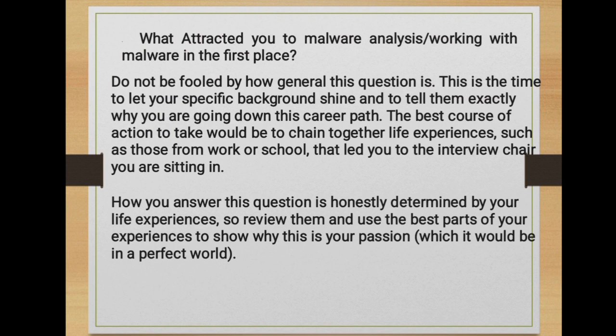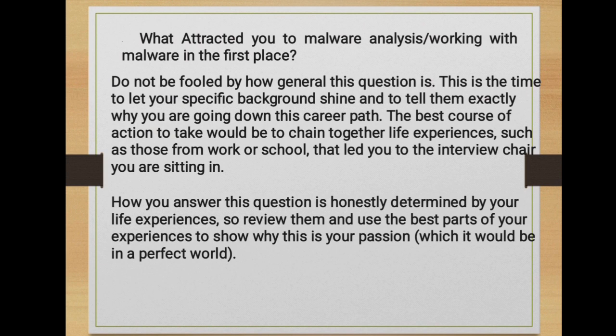profession. Okay, so do not be fooled by how general this question is. This is a time to let your specific background shine and to tell them exactly when you are going down this career path. The best course of action to take would be to chain together the life experiences such as those from work or school that led you to the interview chair you are sitting in. Like this is a question that you can impress with your communication skills and the things that you know in general. Okay, so the first impression is the best impression. Okay, so this is where you create a good impression to the interviewer.